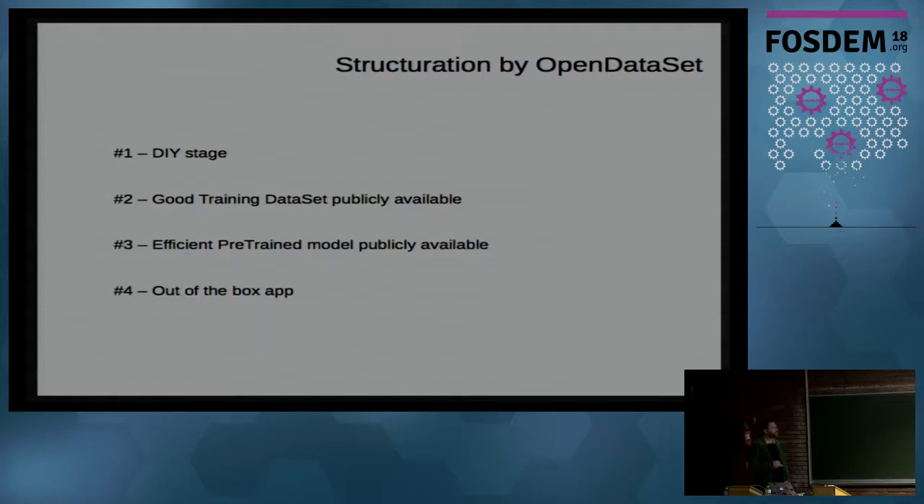If we look at the situation, the open data set stuff is something that changes everything. At the first step, when nothing exists, you have to do it all by yourself. When there is a training data set available, a few months later, you could get a pre-trained model available and then an out-of-the-box application.